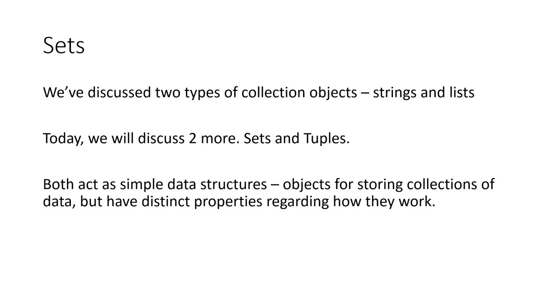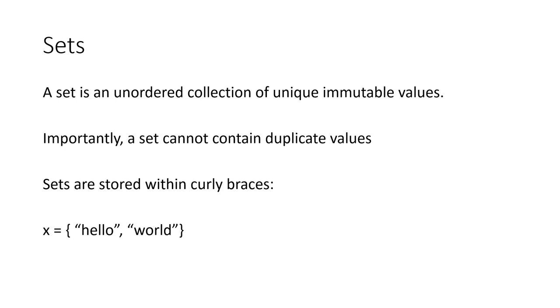Both of these, like lists, act as simple data structures, objects for storing collections of data. However, they each have distinct properties regarding how they work, and they're different from lists in this regard. A set is an unordered collection of unique, immutable values. Now, there are three important parts to this. First, make a note that a set cannot contain duplicate values. Each item in a set must be unique.